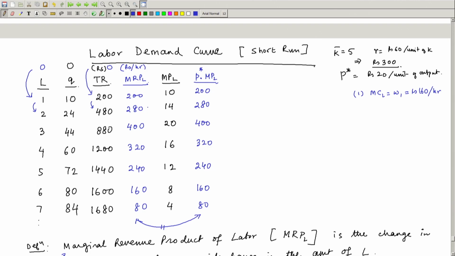So, I want to hire the second labor hour. The same is true for the third labor hour. So also for the fourth labor hour. So also the case for the fifth labor hour. And for the sixth labor hour, it is exactly equal to 160.